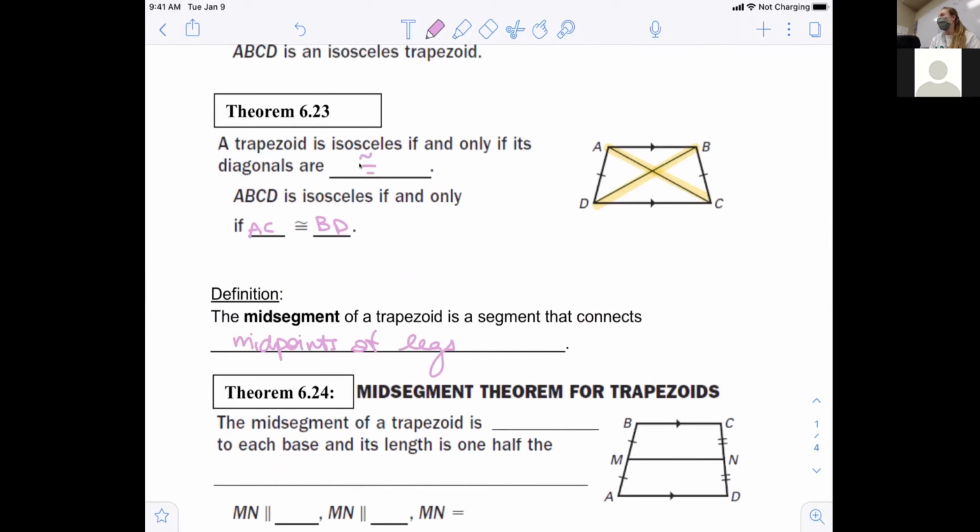Do you remember the other property that we knew about mid-segments back in triangles? We learned two properties of mid-segments back in chapter 5. One was that its length is equal to half the base of the other side. And then the second thing was how it related to the other side too, and it was just a word.